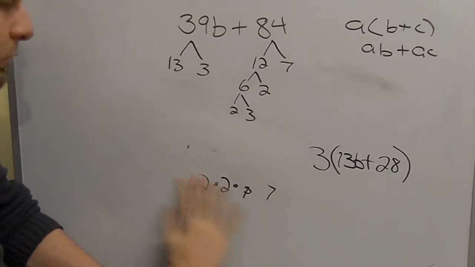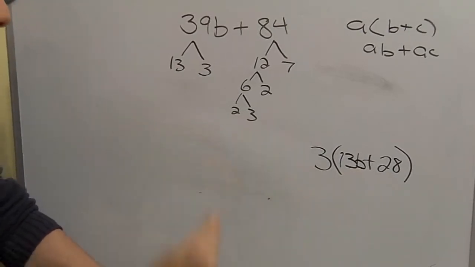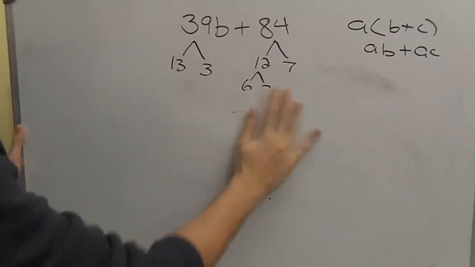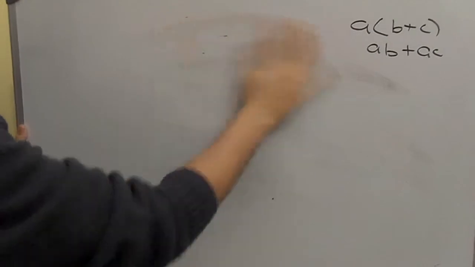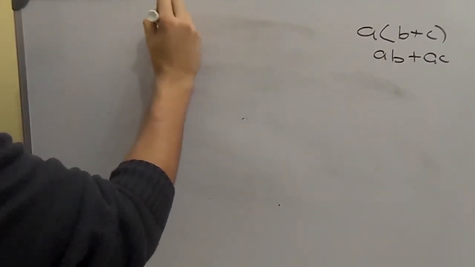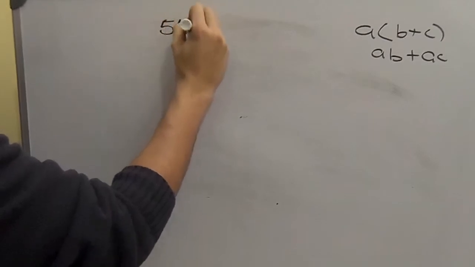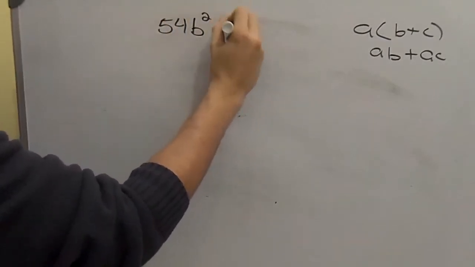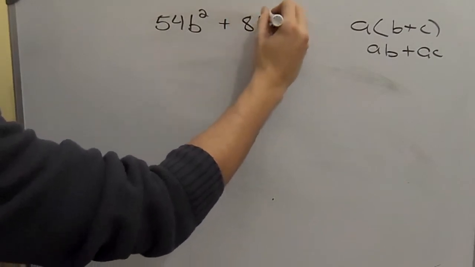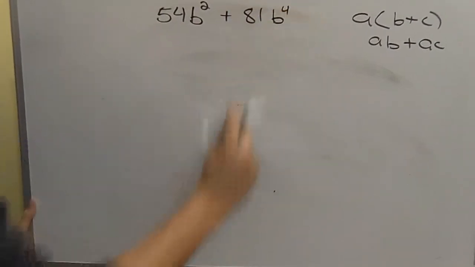Okay? So what I would need to see, we'll do another problem right from the beginning so I can show you all the work that you'll need to show me. Okay. If we do, let's go with 54b squared plus 81b to the fourth power.